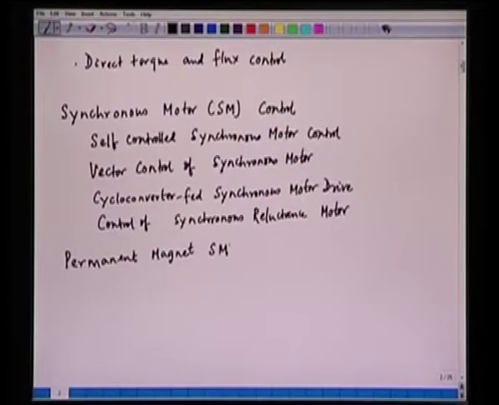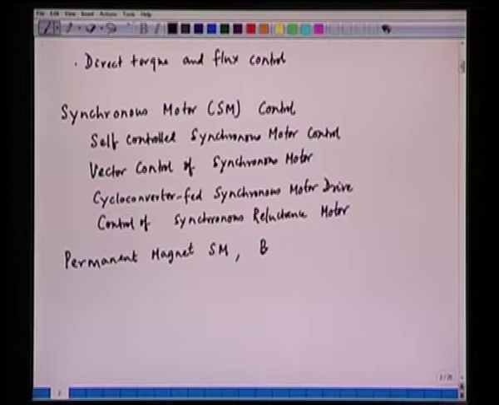We have a special type of drive used for low to medium power application. They are known as brushless DC motors. They are also synchronous motors. These brushless DC motors, we call them BLDC, brushless DC motor, BLDCM, and they are used for low power application and as well as medium power application.